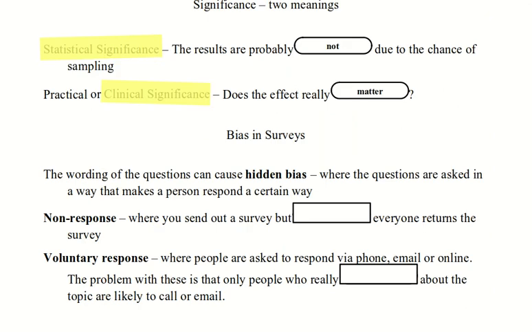Okay, let's look at surveys and how bias can be built into them. The wording of a question can cause hidden bias when the questions are asked in a way that makes a person respond a certain way. And I'll post a link to a video that makes that pretty clear. So non-response: you send out a survey, but not everyone returns it. So we've not captured everyone. Voluntary response: people are asked to respond in a particular way. The problem is that only people who really care about the topic are likely to choose to respond.